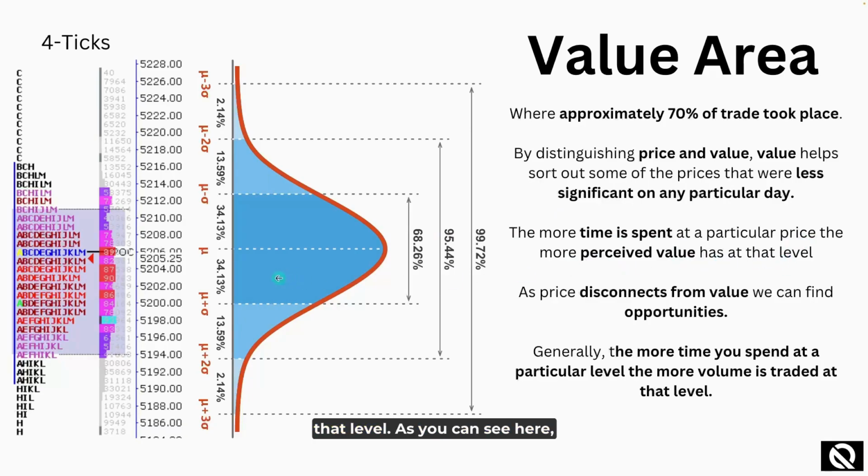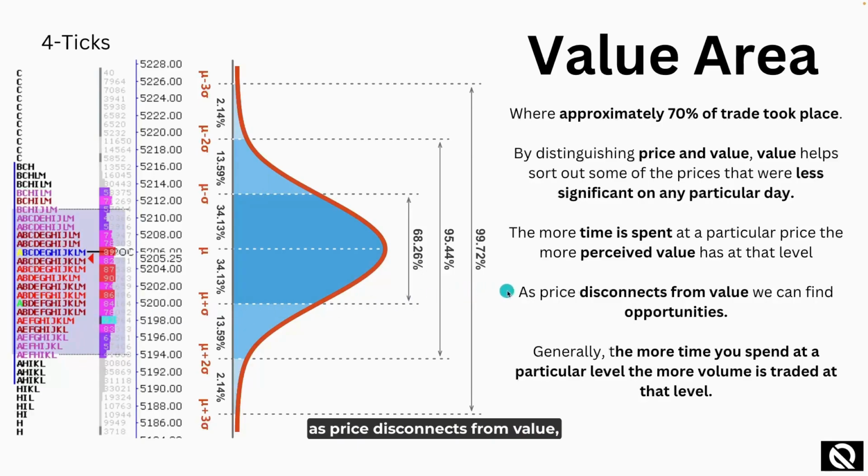that level. As you can see here, the point of control is the representation of that. This is again the time spent in the market, and we can see the most time was spent in the market right here at this level. This is a time point of control. As we mentioned earlier, the POC of the volume profile doesn't always have to align with the POC of the market profile. As you can see here, the POC was up here while the volume profile was down here in this blue.